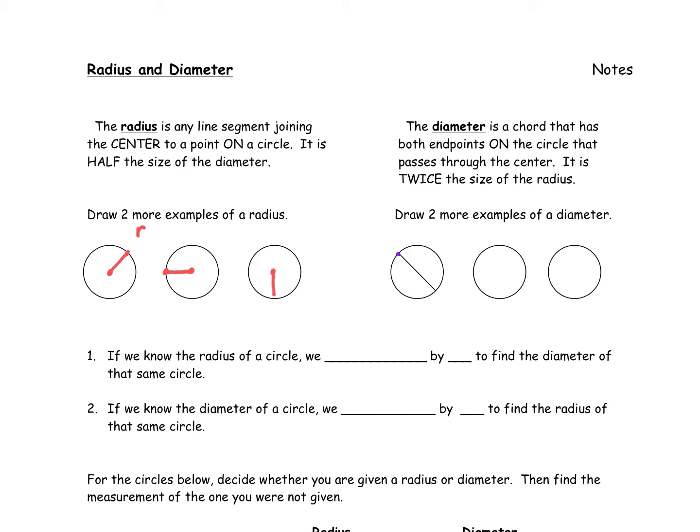So it does touch points on the circle, but it also, and this is important, passes through the center. So it must pass through the center, and both endpoints are on the circle. So, again, I need a center point, and it doesn't matter what direction I draw this in, as long as I touch the outside of the circle, another point on the circle, that is a diameter, if it goes through the center point. So would you please now draw another diameter?